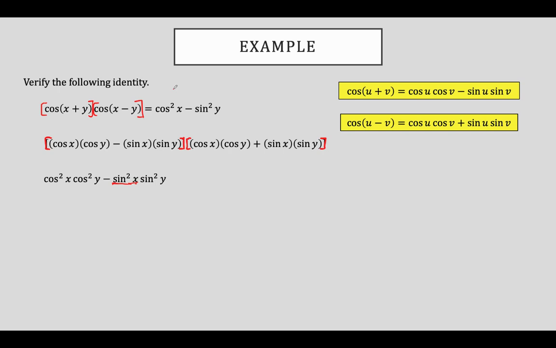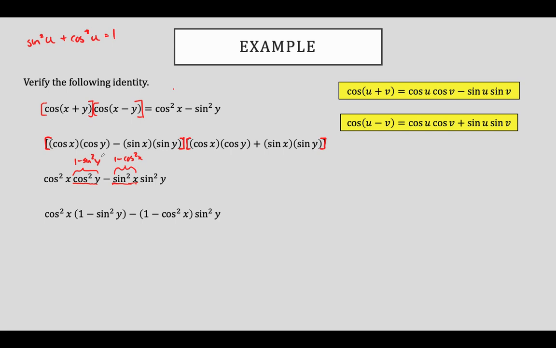And we can do so by using our Pythagorean identity. Remember, sine squared u plus cosine squared u is equal to 1. That means I can replace this sine squared x with 1 minus cosine squared x. Similarly, I want sine squared y in my final answer. That's good, I can keep that sine squared y, but I need to rewrite this cosine squared y, again using our Pythagorean identity. I can replace cosine squared y with 1 minus sine squared y.